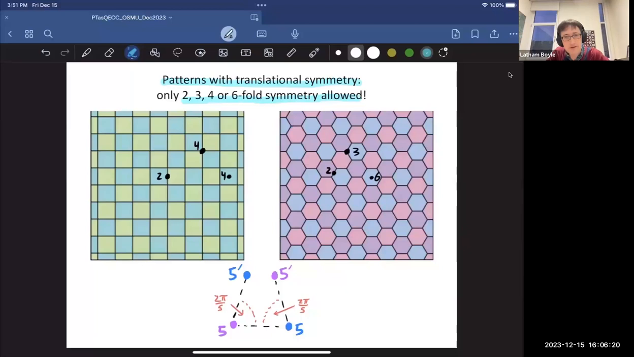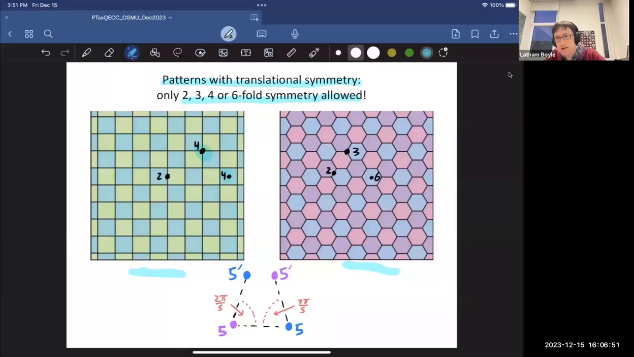So here I've shown two famous patterns with translational symmetry, the square tiling and the hexagonal tiling. And you can already see in these tilings all the different types of allowed symmetry. So if we rotate the square tiling around any vertex, that vertex is a point of 4-fold symmetry. You can rotate it by a fourth of a turn, and any integer multiple of that, and the pattern's carried into itself.